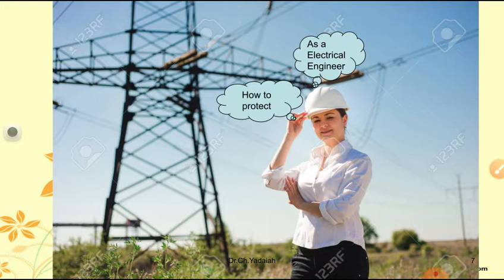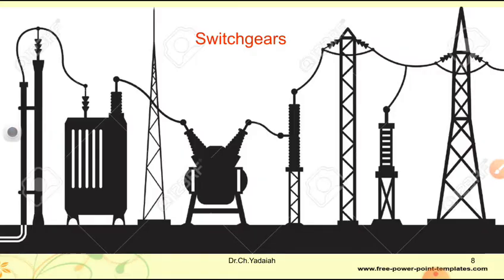Then we have an idea: a systematic arrangement of proper switch gears. By using proper switch gears, we are going to minimize the fault damages to the equipment as well as the persons. What are the switch gears? You know that this is the switch gear: by placing protective equipments, controlling equipments, lightning arresters, circuit breakers, isolators, different switching gear arrangements, and the earthing system, all combine to work for protection of the system.